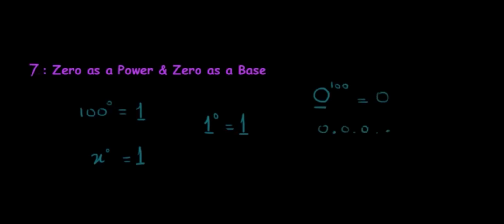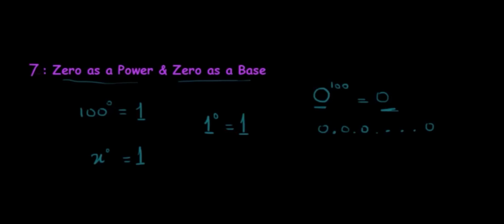Next, I've got another special case where I have 0 as a power and 0 as a base. 100 to the power 0 would give me a 1. X to the power 0 would give me a 1. Anything to the power 0 gives me a 1. 0 to the power anything gives me a 0, because remember, this means the base 0 is multiplied 100 times. No matter how many times you multiply 0, you would still end up getting a 0. So 0 to the power anything is a 0, and anything to the power 0 is a 1. So those are the two things.